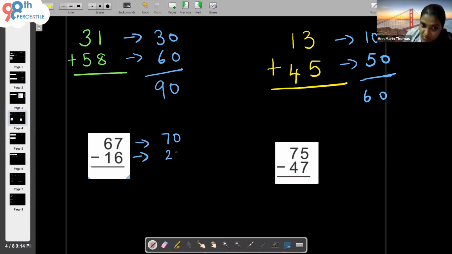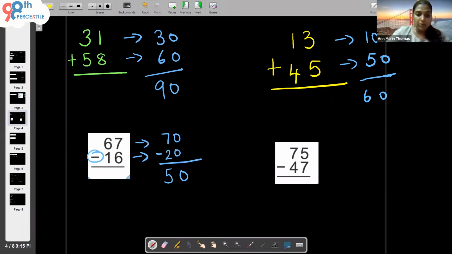Yes, 20. Excellent. Now you have to subtract. Remember the operation we have here is subtraction. Yes, 0 minus 0 would be 0. 7 minus 2. Yes, 5. Excellent. Good job.